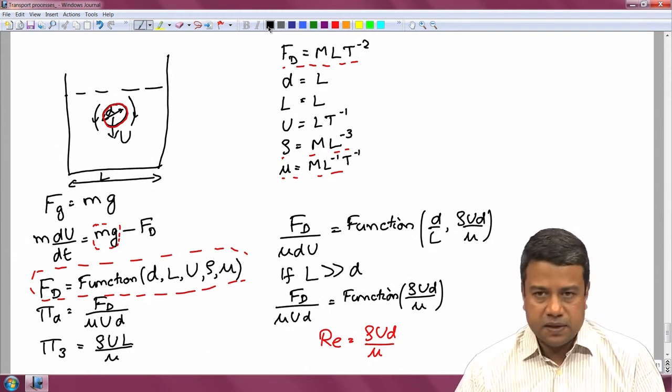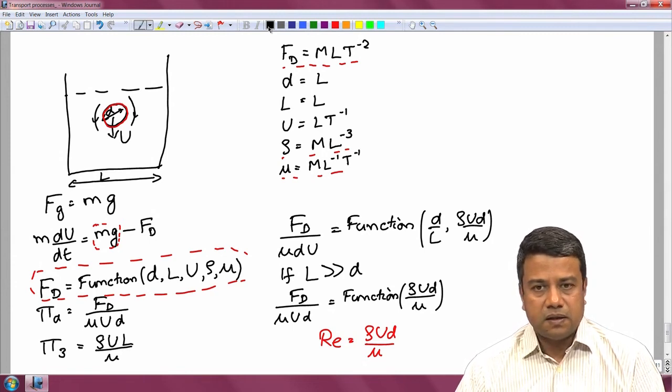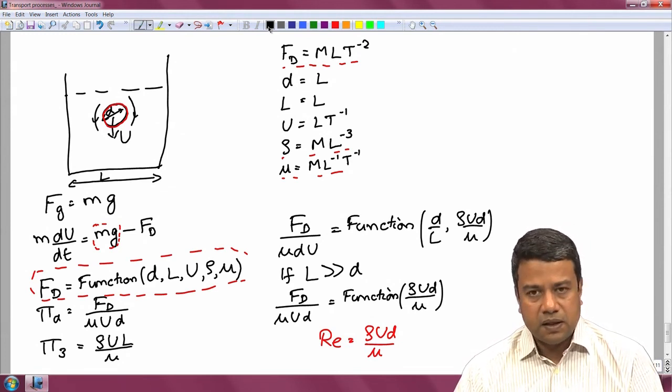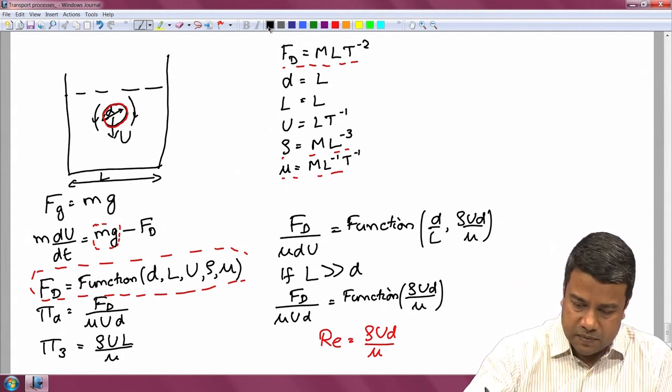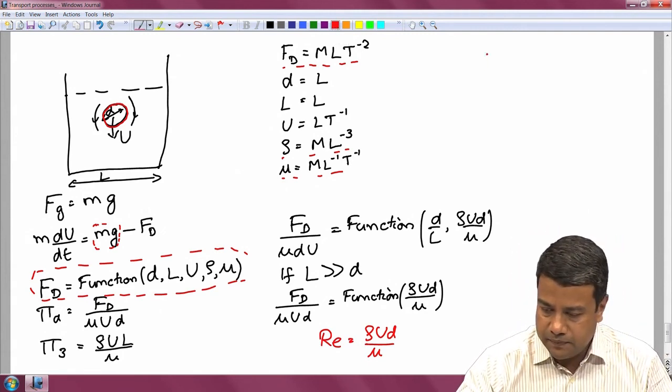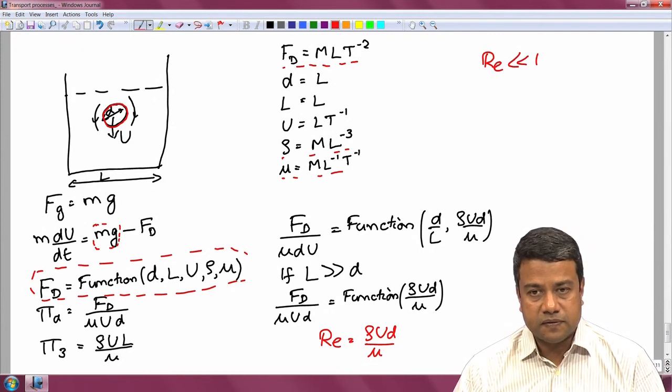If the Reynolds number is small, then the fluid inertia does not really matter. Therefore, the fluid inertia is not an important parameter and the drag force should depend upon the viscous forces alone. So, density should no longer be important if the Reynolds number is much smaller than 1. Density is no longer a parameter because it represents fluid inertia.